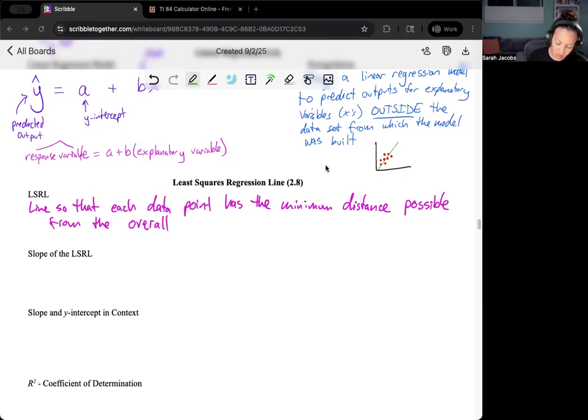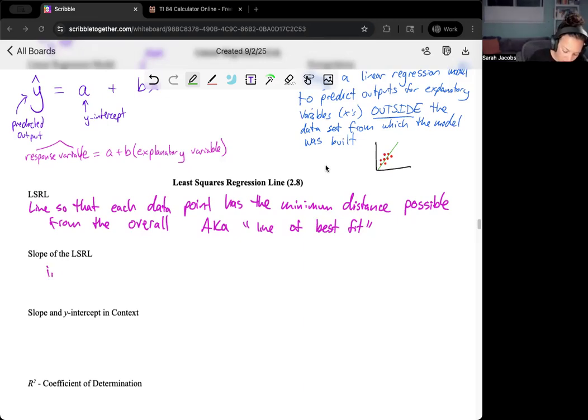So that each data point has the minimum distance possible from the overall group of data. This is also known as the line of best fit. Now, we're going to do this in the calculator. No reason to do this by hand, certainly not more than once.